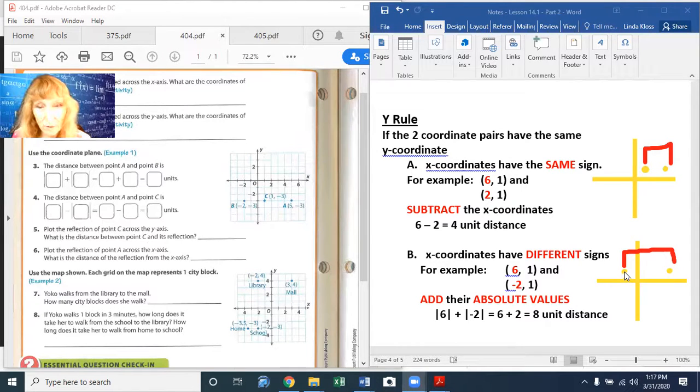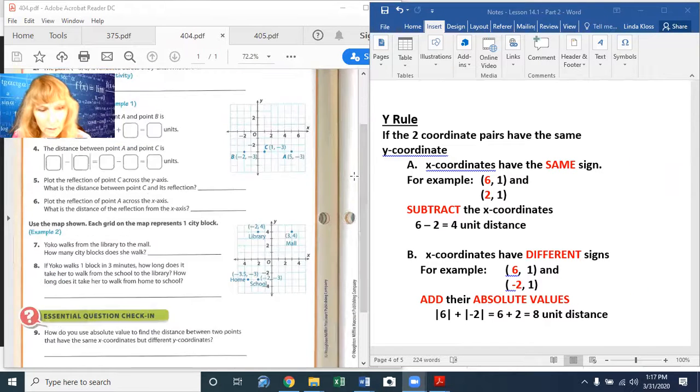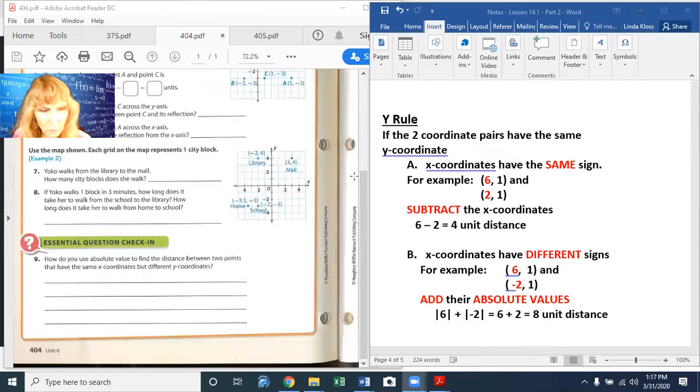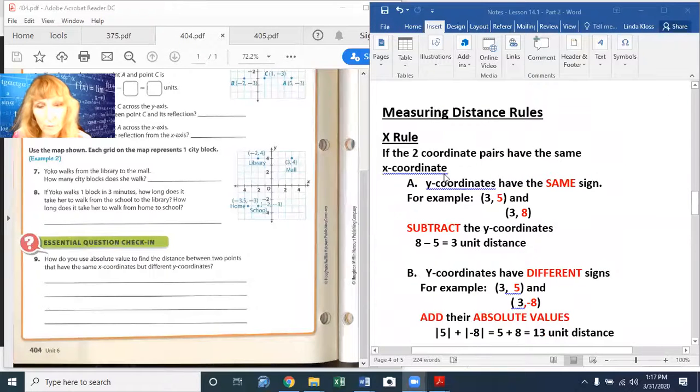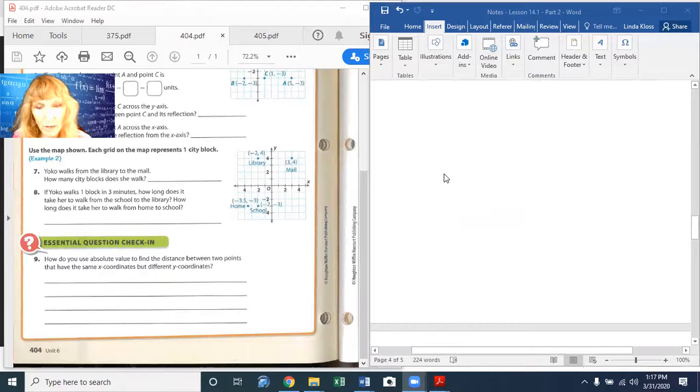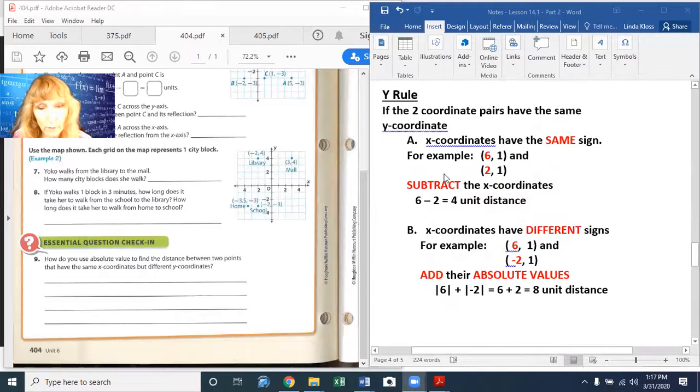Okay? So I'll share these notes with you. The drawings aren't going to be on there, so if you need to write those down, pause the video and write those down. I'm going to clear those in a moment. Okay? And number 9, the question was, how do you use absolute value to find the distance between 2 points that have the same x coordinates but different y coordinates? That was our first rule. So I basically gave you the rule. They were just asking about the x rule, but I also gave you the y rule.